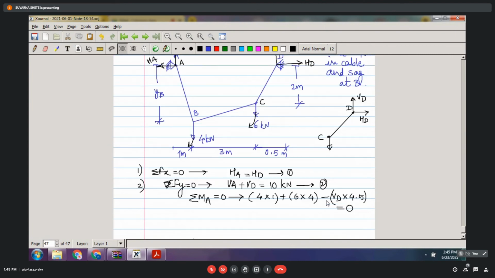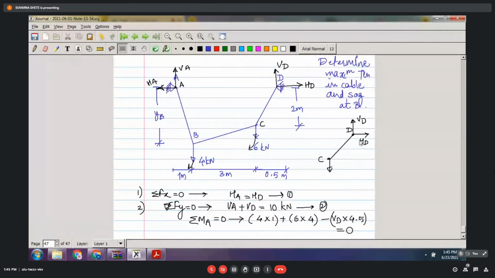Okay. Now to get the value of HD, can I take this section at C? Section at C. This is 6 kilonewton. Take moment about C. This vertical is 2 meter and this horizontal is 0.5 meter.